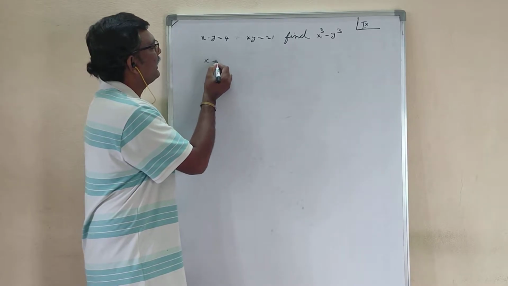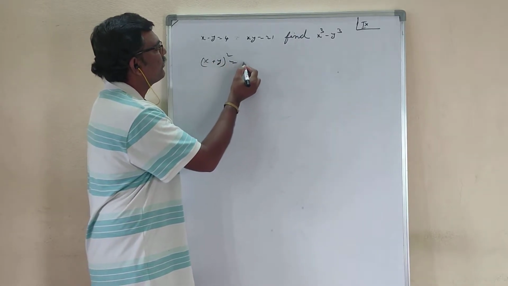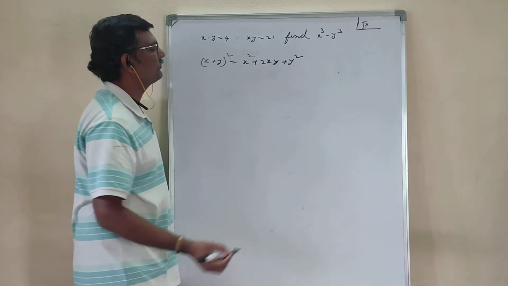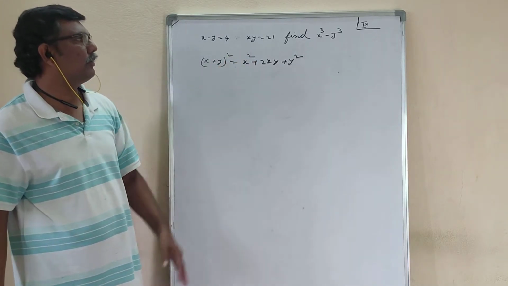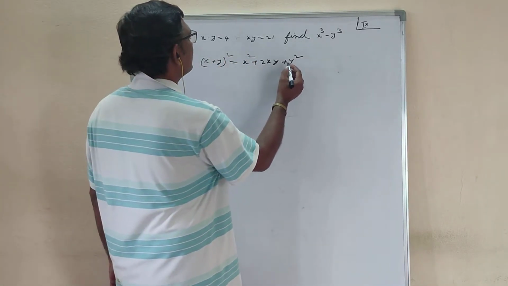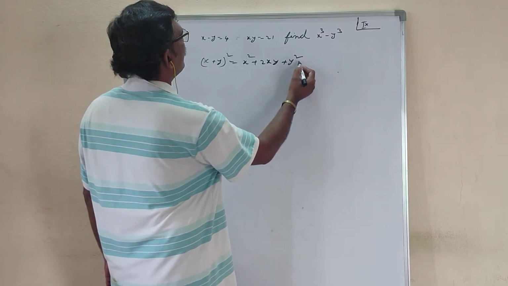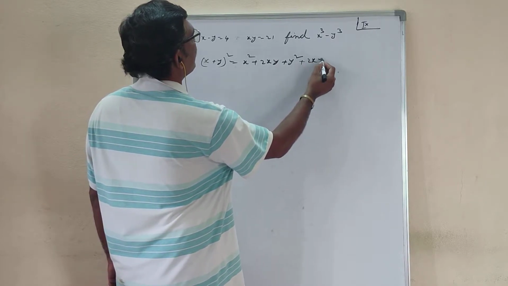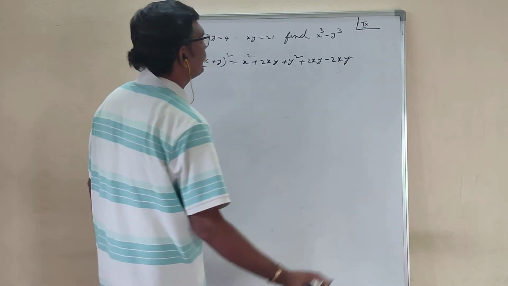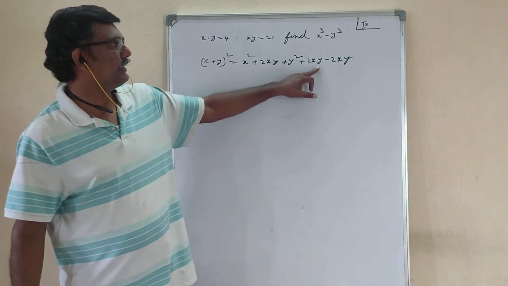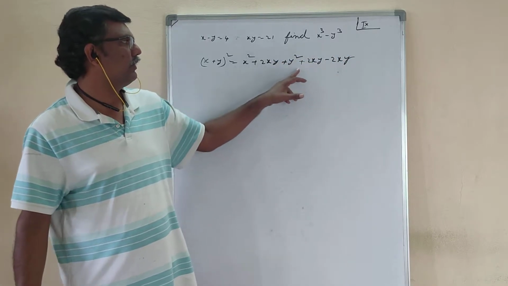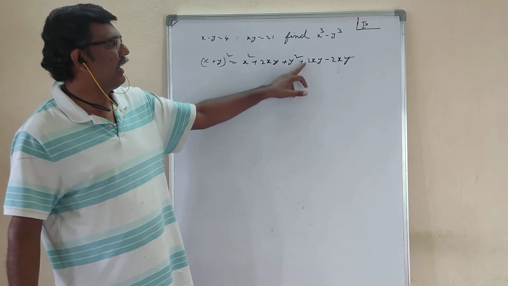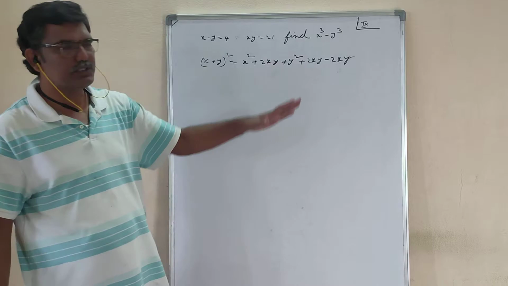The formula for x plus y whole square is x square plus 2xy plus y square. So what I am doing is, I am adding 2xy and subtracting 2xy. Plus 2xy minus 2xy, these two will be cancelled, right? So x plus y whole square is equal to x square plus 2xy plus y square. I am adding 2xy and subtracting 2xy, so its value does not change.